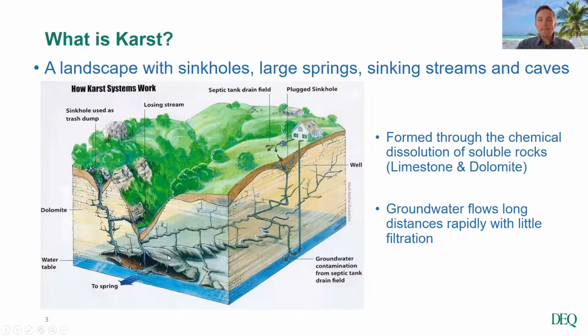And what that means is that groundwater can flow very long distances rapidly with very little filtration. Things that happen on the landscape, say dumping in sinkholes, septic systems, fertilizer applications, landfills, etc., can rapidly get into the system and move very far and contaminate great distances.